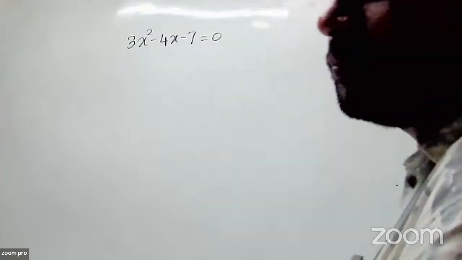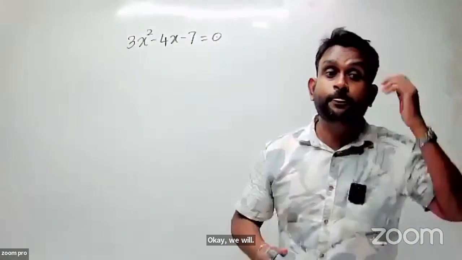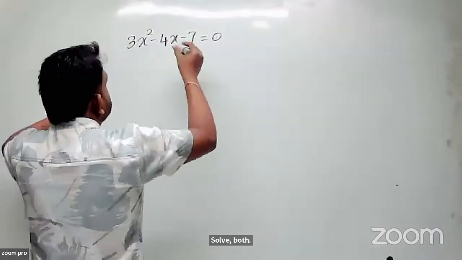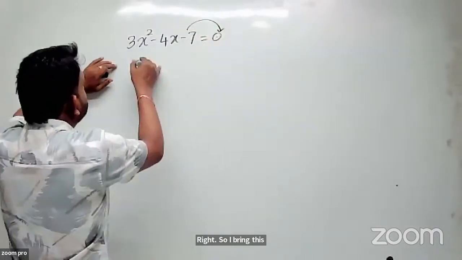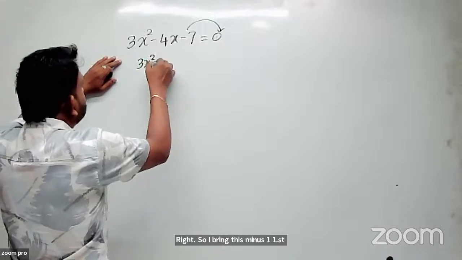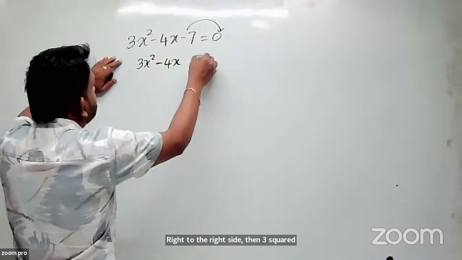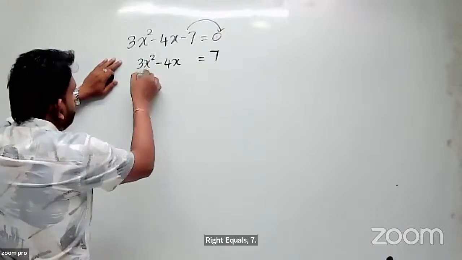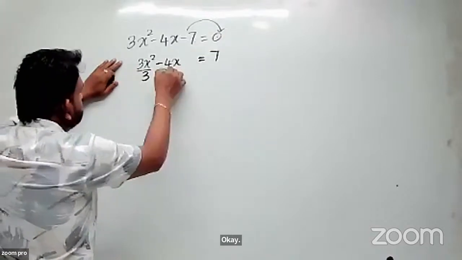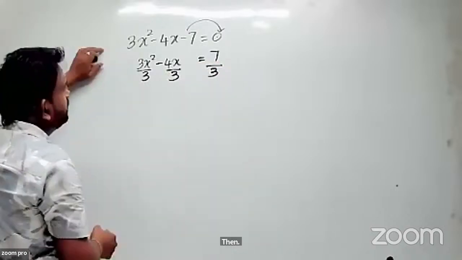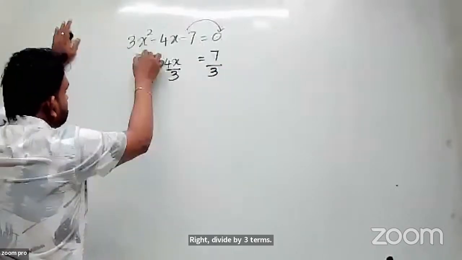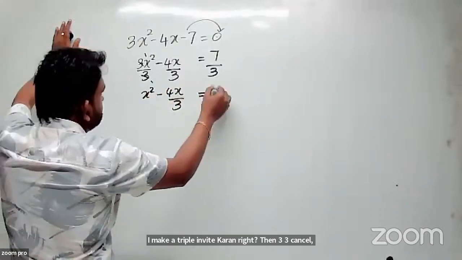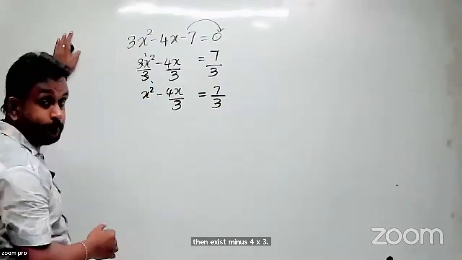Okay, we will solve both. Right, so I bring this minus 7 first to the right side, then 3x squared minus 4x equals 7. Then divide all the terms by 3. Then 3 cancelled, then x squared minus 4x upon 3 equals 7 upon 3 on the other side.